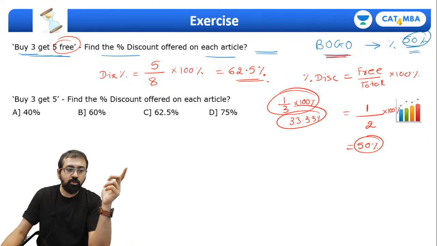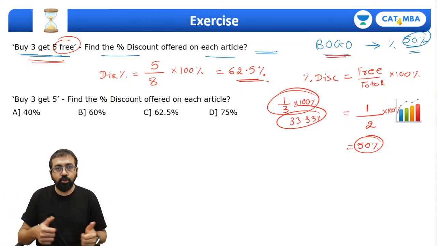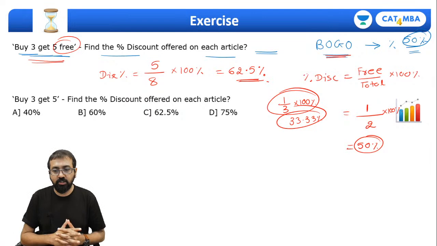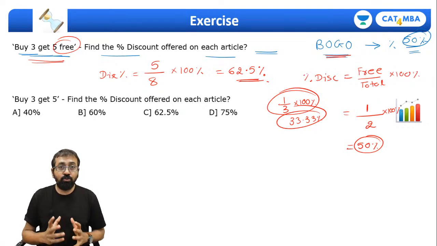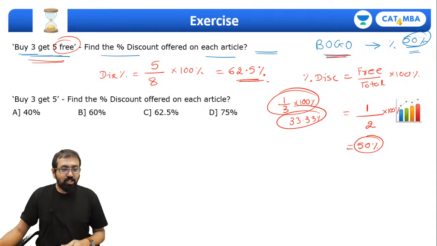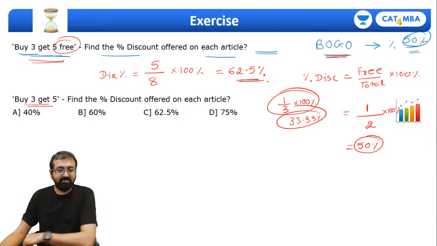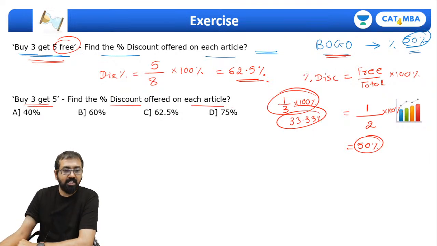But yes, coming back to this question, buy 3, get 5 free. Actually, the effective discount is 62.5%. Have you all understood? Show me a thumbs up if you have all understood this, guys. And I'm assuming that by now you have become a smart shopper as well, right? So now tell me, what is the answer for this one? Buy 3 get 5 free. What is the percentage discount offered on each article if you go for this offer?